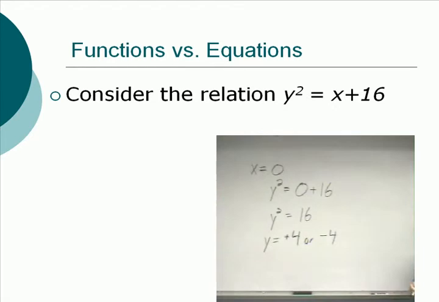Don't you agree with that? Well, it could be positive 4 or negative 4. So when I say x equals 0, there's two possible solutions to that. Could be 4 or it could be negative 4, and either one satisfies the equation. Does that make sense? That is not a function.